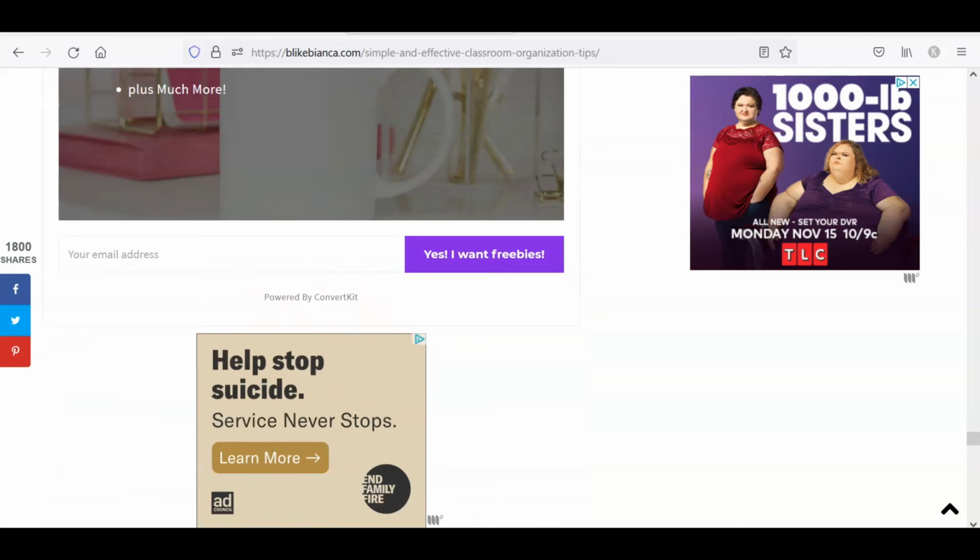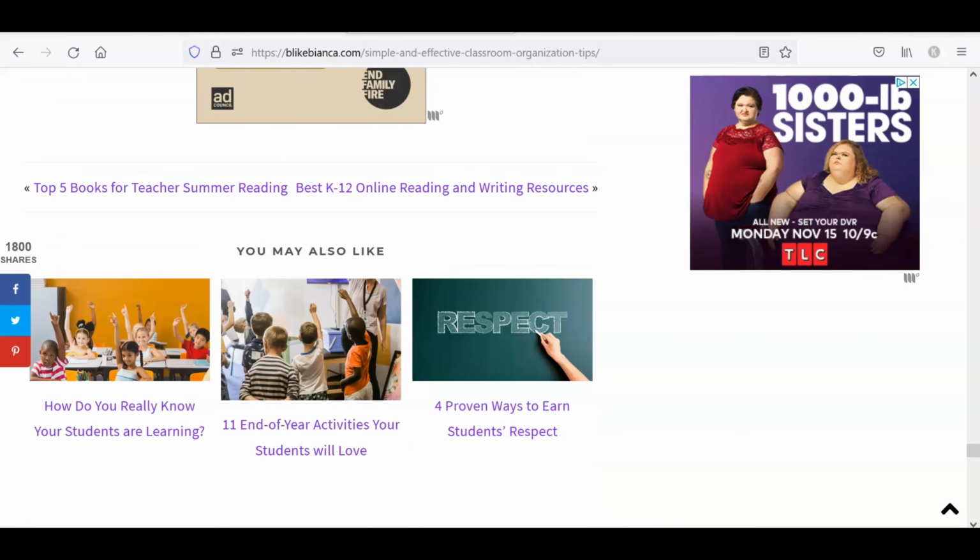Overall, what you want within your classroom depends on how you want your procedures set up.